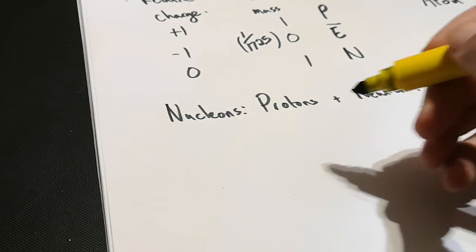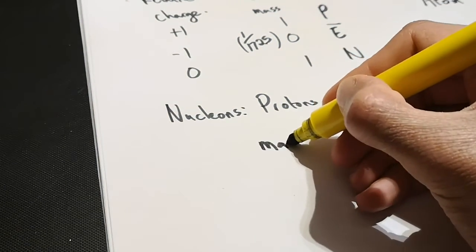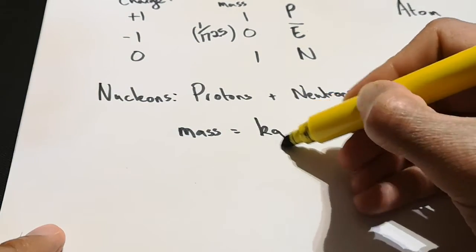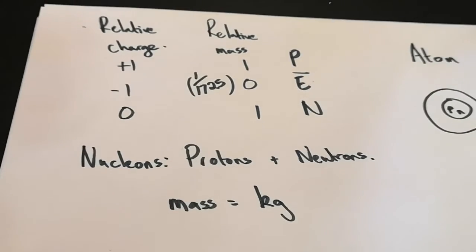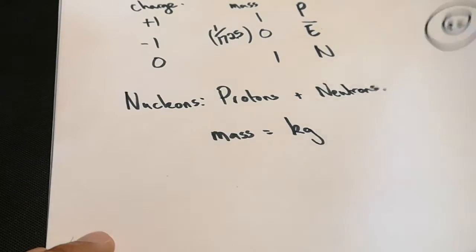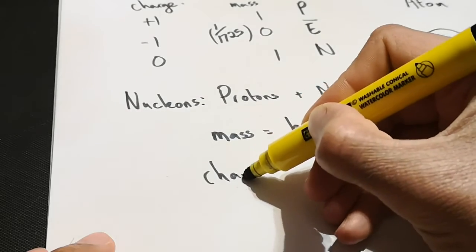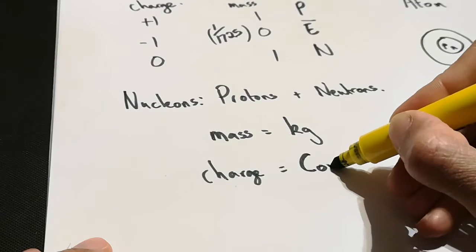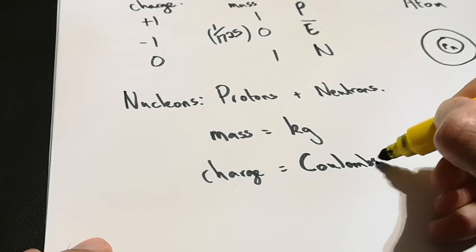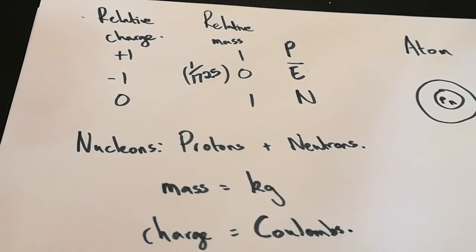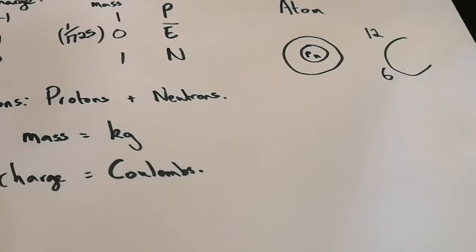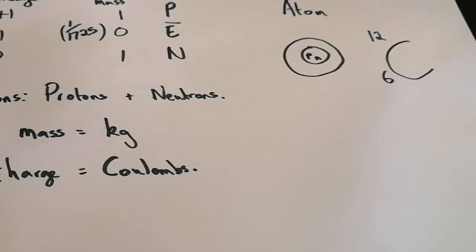Now, for those of you that can remember, mass is quite an easy one to remember. The unit of it is kilograms. And yet, here, there is no mention of kilograms. Charge, from your knowledge in physics, is measured in coulombs. And again, no mention of it at all. This is because we're using this phrase relative. Now, the word relative allows us to create numbers that are a lot nicer to use.